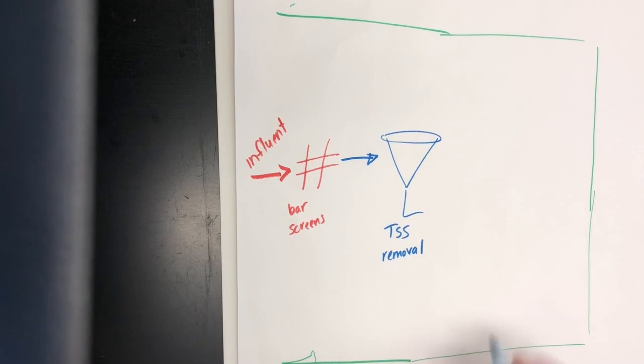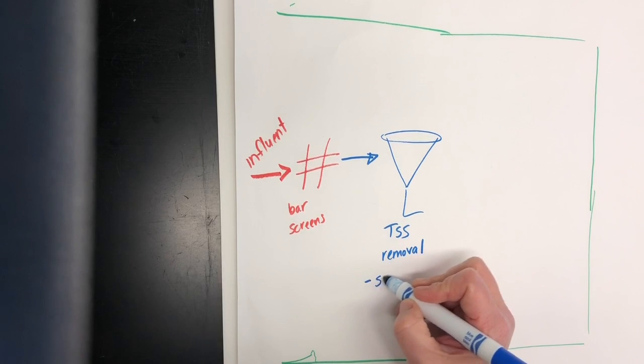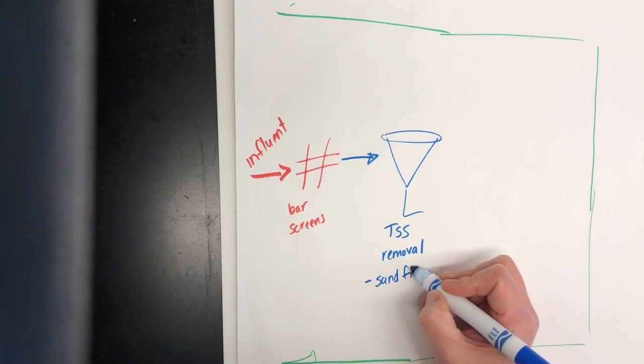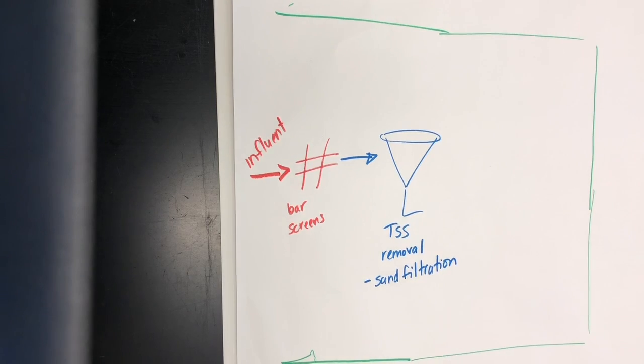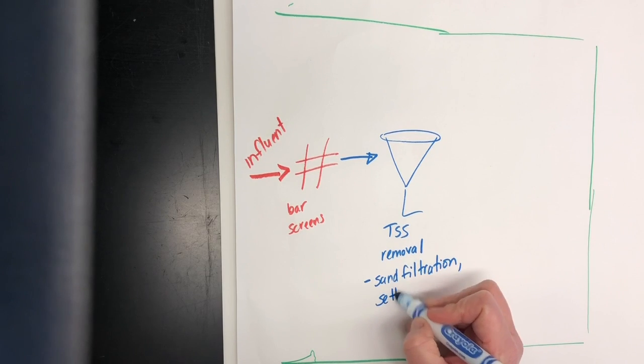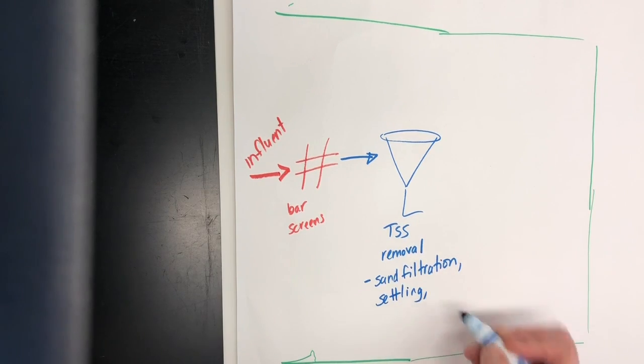TSS or sediments or turbidity, and this can be done through a variety of things. This can be done through sand filtration. So everybody always wants to say, filter the water. Filtering will remove the particles or the TSS. It also can be done through settling. So let the water sit and the particles will settle out.